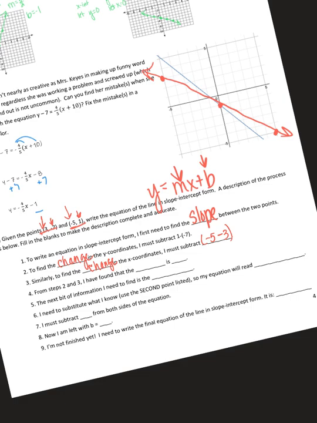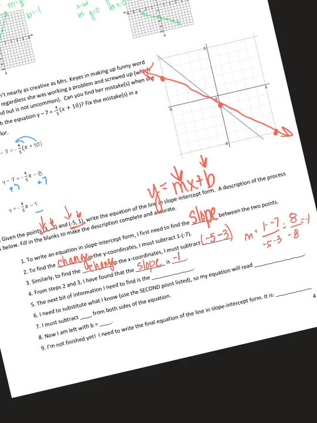From steps 2 and 3, I have found that, what are we calculating in 2 and 3? The slope is, let's work it out. So the slope is 1 minus -7 over -5 minus 3. And so that's a +8 on top over a -8 on bottom, and that's -1. So the slope is -1.